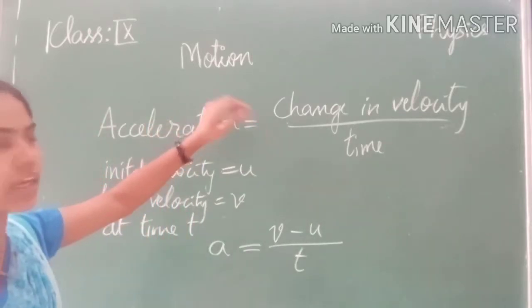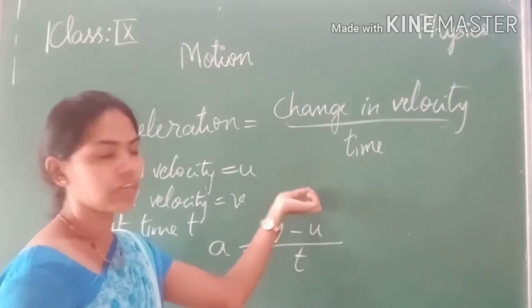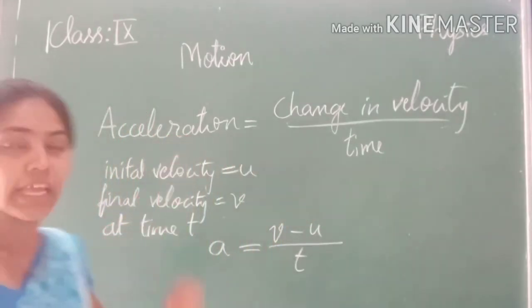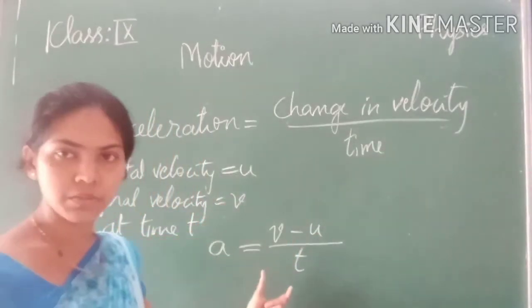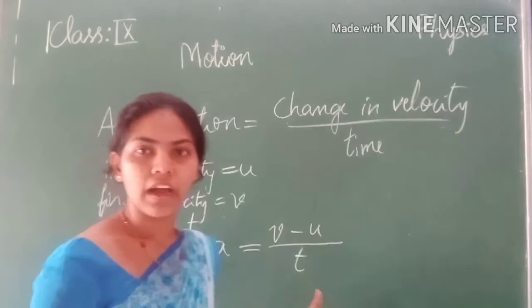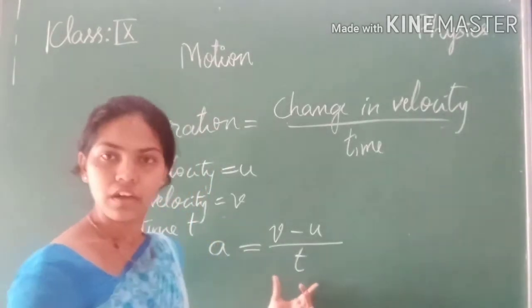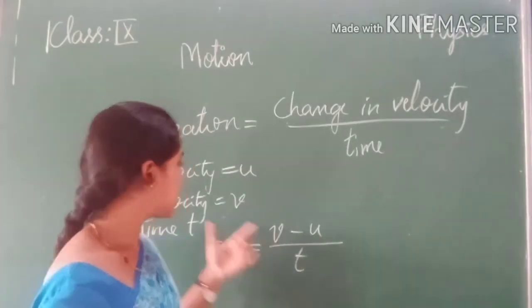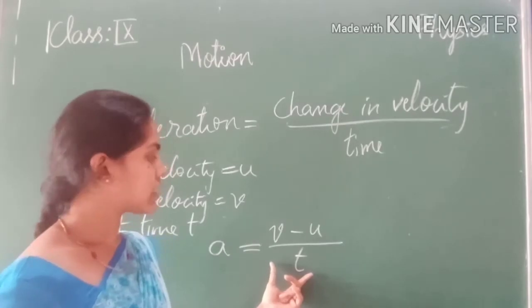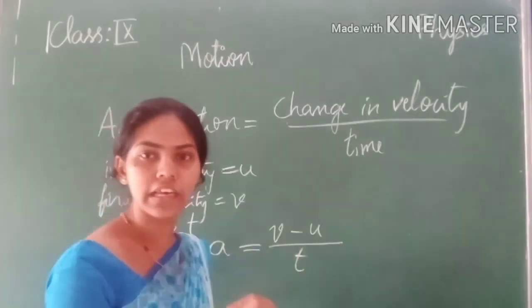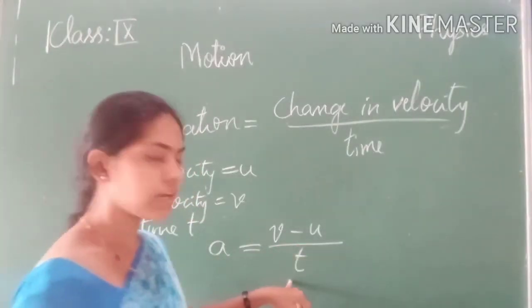The object is moving at a particular point. What is the change in velocity at that particular time? We call it acceleration. In the non-uniform motion, we can observe the acceleration of the object. At any point, at any interval, at any time, we can measure how much it is accelerated. The formula is a is equal to v minus u divided by t.